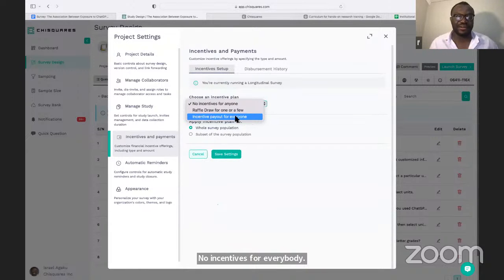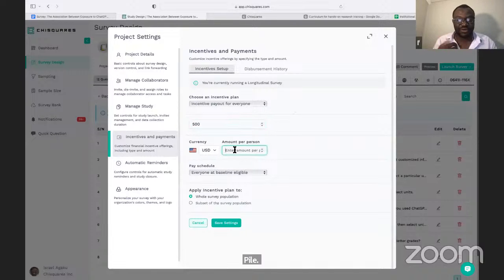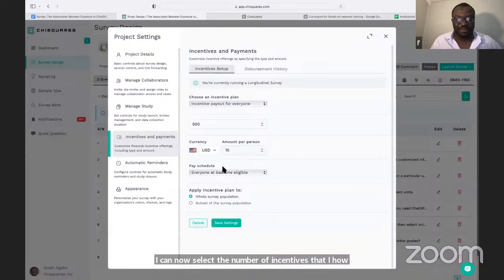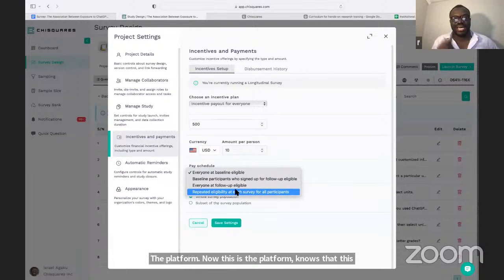Let's say I'm feeling very rich and I want to pay out everybody. And my sample size, I know that, okay, I have 500 people for the study. I can now select the number of incentives, how much I want to pay each person. Let's say $10. Now, the platform knows that this is a longitudinal study. So the kind of data you are asked is based on the design.